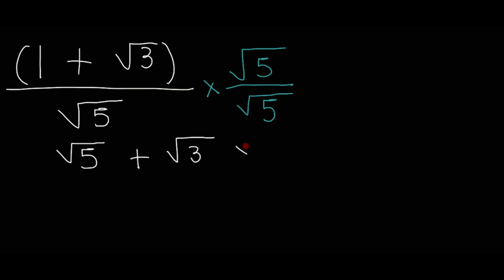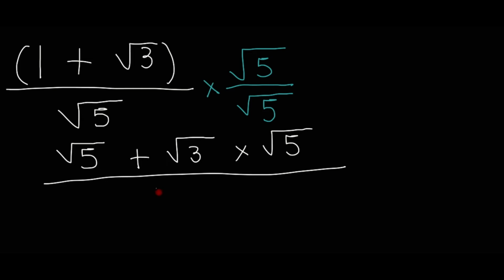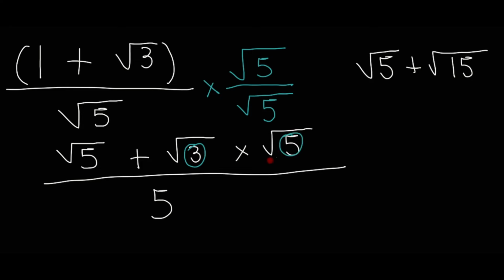So we have plus root 3 times root 5, and then as the denominator we remain with just 5, and then from there we have root 5 plus root 15, because I multiplied this one by this one, which is 3 times 5, and then 3 times 5 is 15. So that is why we have root 15, and then at the bottom we remain with 5, and then this is our answer.